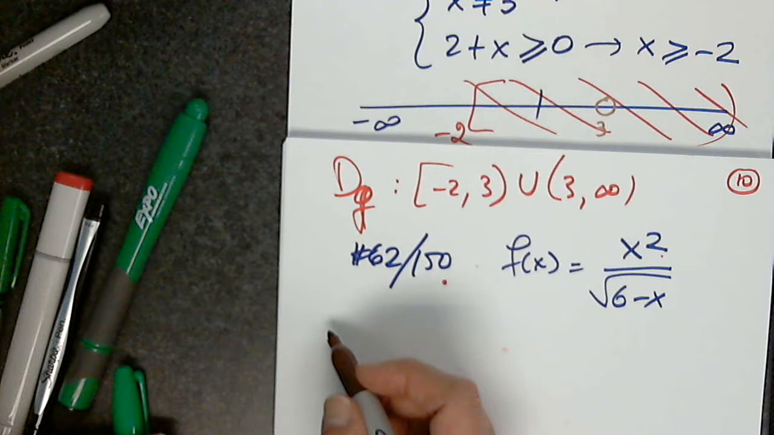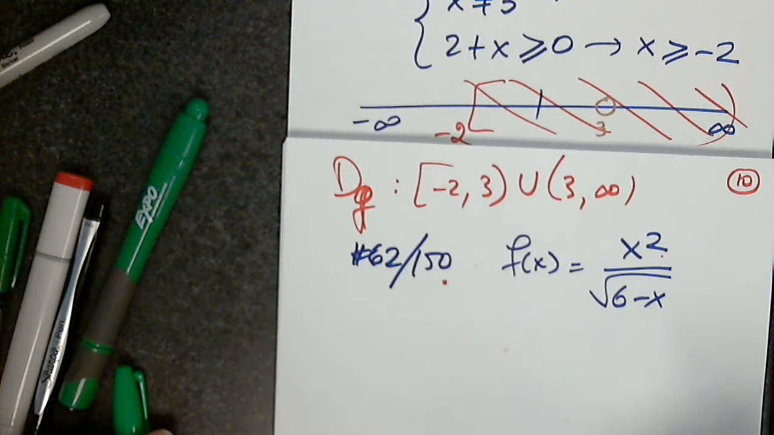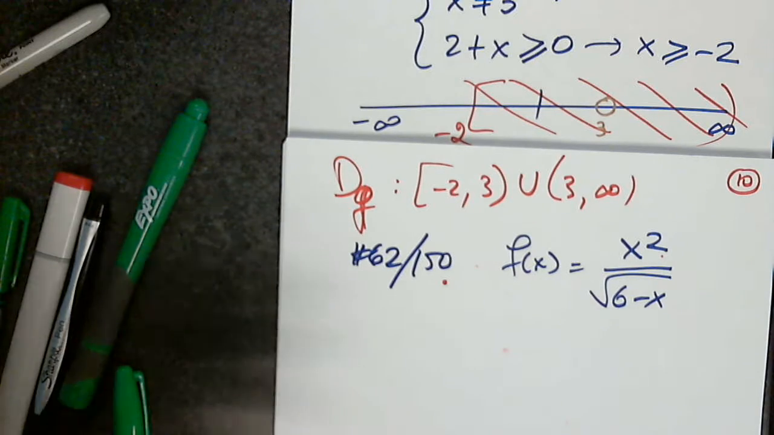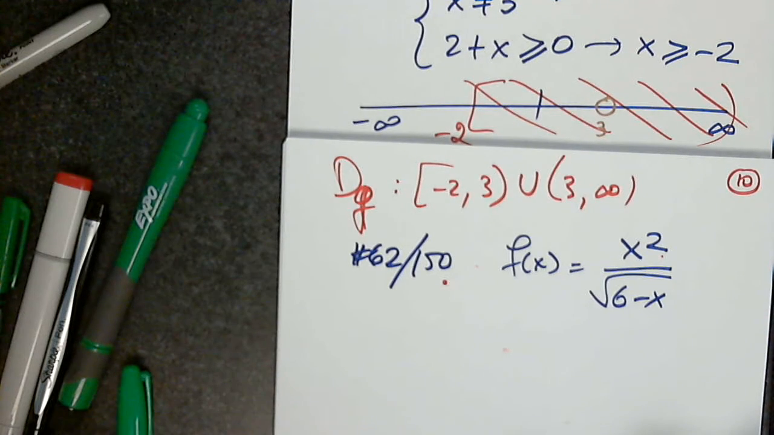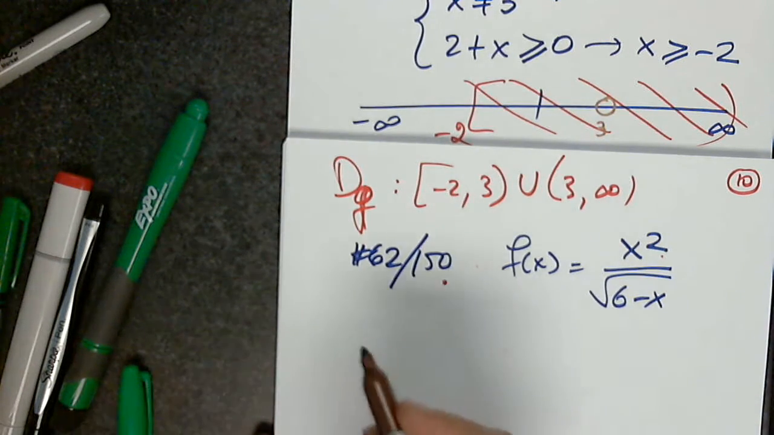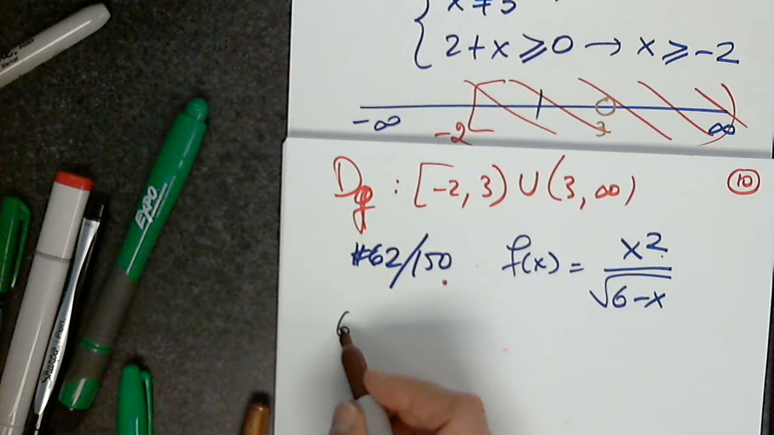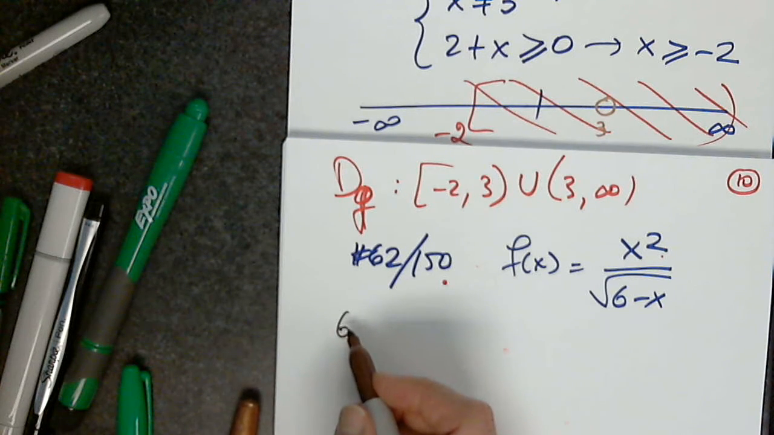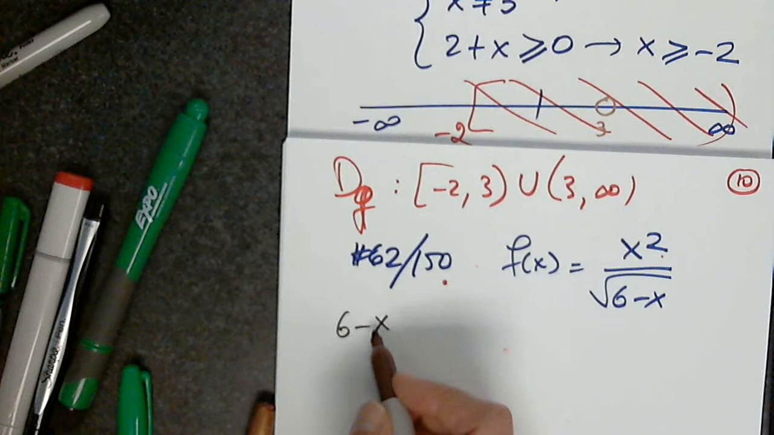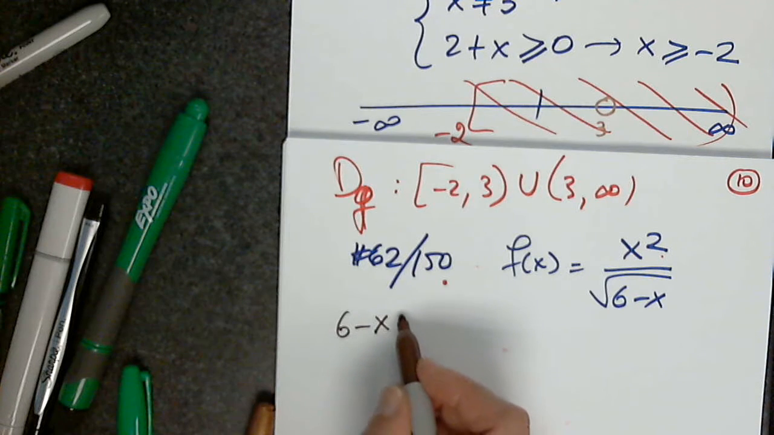x has to be greater than or equal to 0. It cannot be equal to 0. Why? Because you can't square 0. 0 divided by 6 minus 0 is 0 over the square root of 6, which is 0. Something else cannot be 0, not x. 6 minus x has to be greater than or equal to 0.